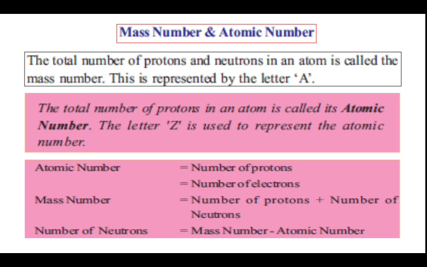Next is mass number and atomic number. The total number of protons and neutrons in an atom is known as the mass number, and this is represented by the capital letter A. The total number of protons in an atom is called the atomic number. The letter Z is used to represent the atomic number. Atomic number is the number of protons, also the number of electrons. Mass number is the number of protons plus the number of neutrons, and the number of neutrons is mass number minus atomic number.